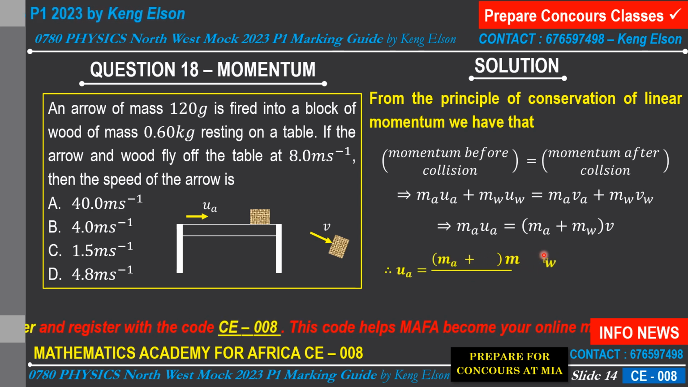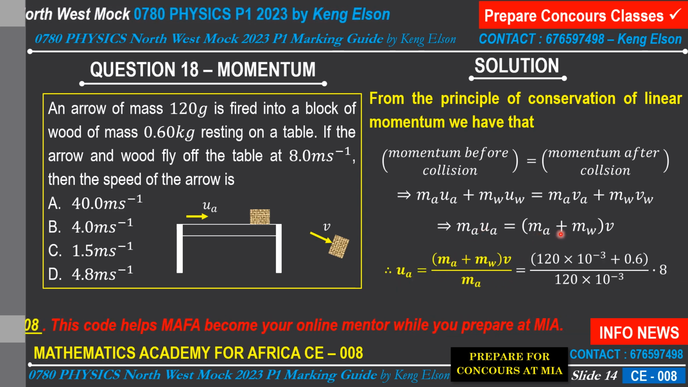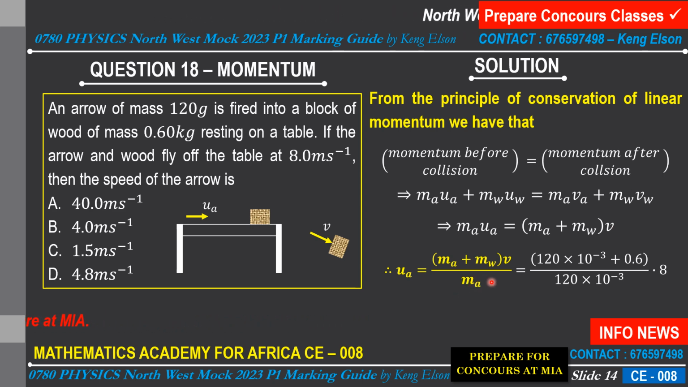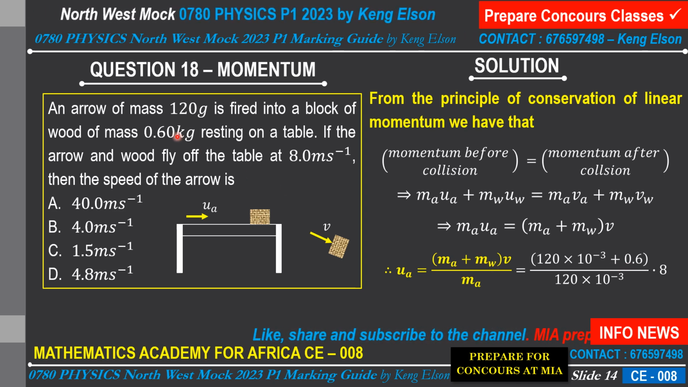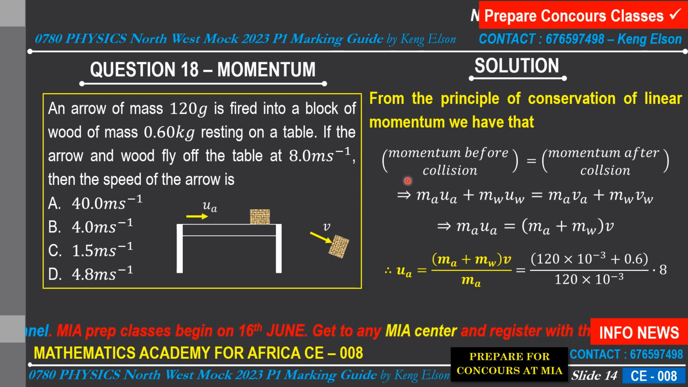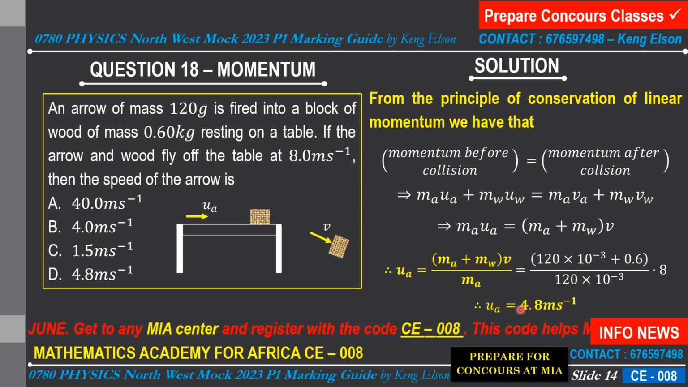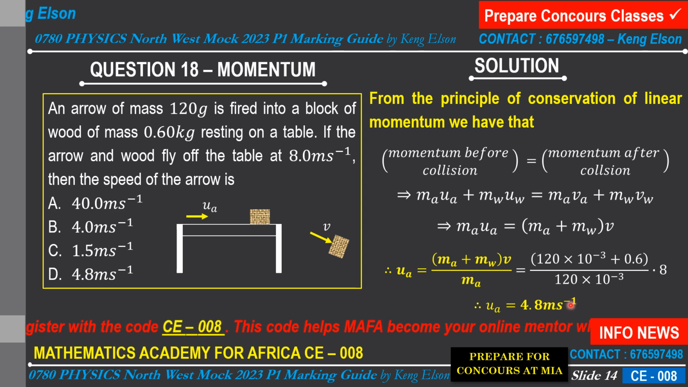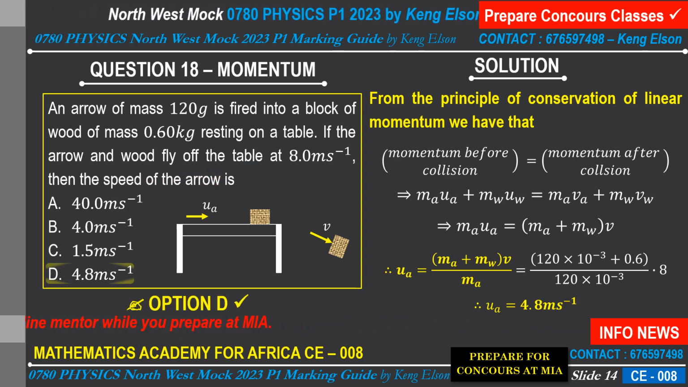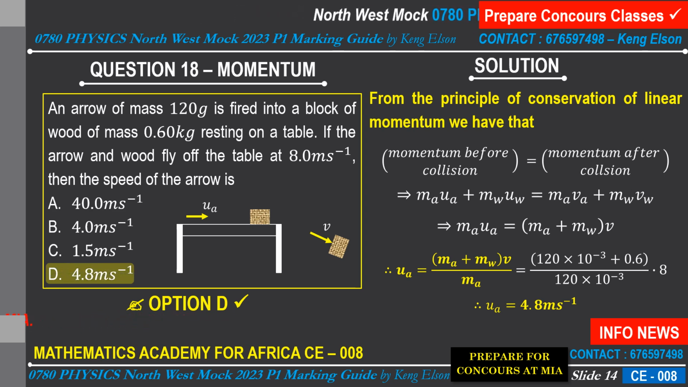Now we need to get UA. So UA is MA plus MW times V divided by MA. Now we have to do the numerical application. Your MA is 120 grams, but we need to take it to kilograms, that is multiplying it by 10 to the negative 3. Your MW is 0.6, it's already in kilograms. Your V is 8. So simplifying, we are going to have exactly 4.8 meters per second as the initial speed of the arrow, telling us that option D is correct.